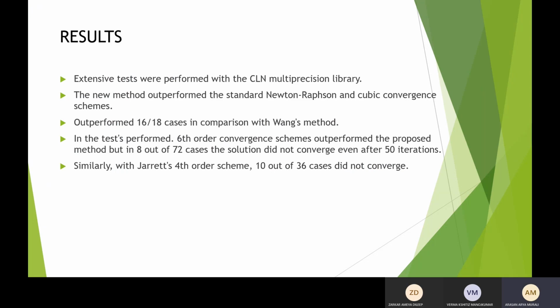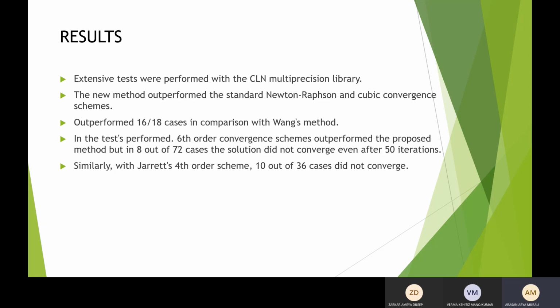So what were the results of this test? The measure of performance here is to note the number of function or derivative evaluations needed to reduce the error of the initial guess by 30 orders of magnitude. The new method outperformed the standard Newton-Raphson and cubic convergence schemes. It outperformed Wang's method in 16 out of 18 cases.